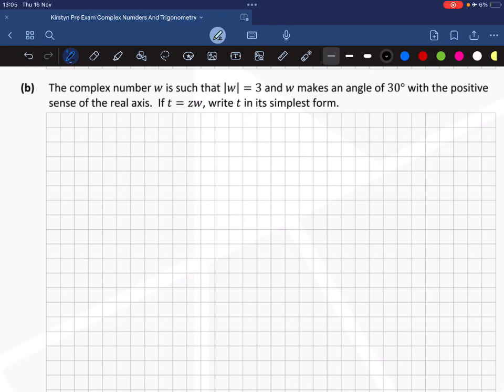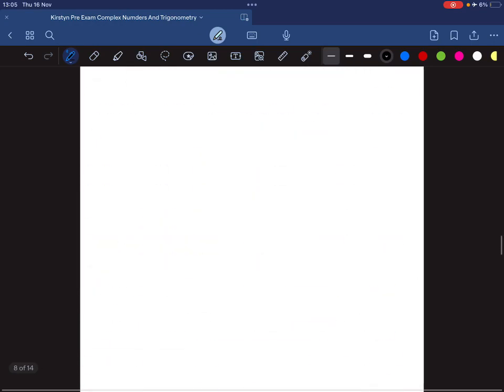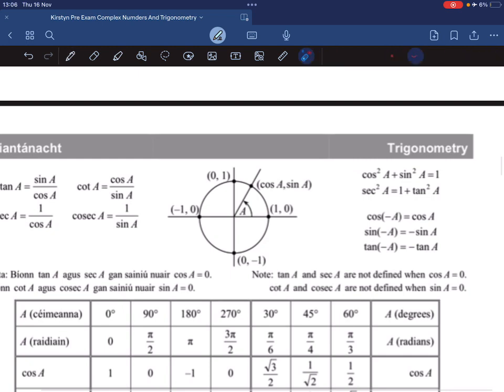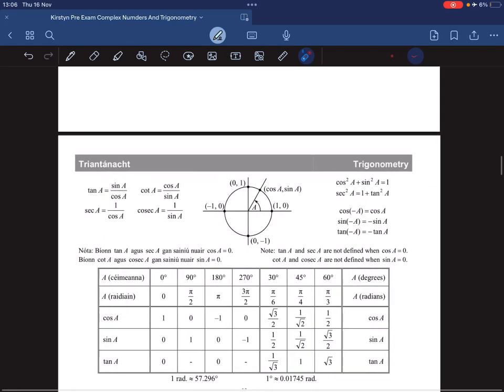So this is something you probably haven't seen before, but it's something that I remembered doing from my own Leaving Cert, because it spooked me. It took me a few minutes and then I eventually got it. So if you remember back to a while ago, we can write any number on the point of a circle as the cosine of a plus i times the sine of a. And that's what's going to help us do this.